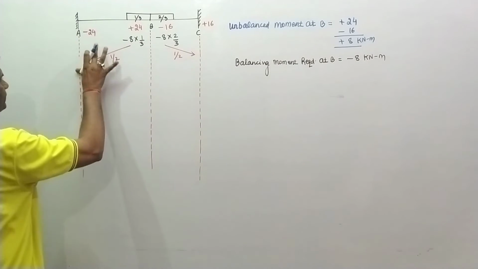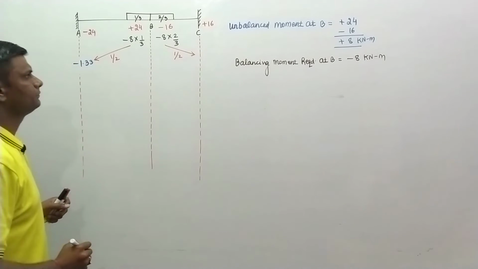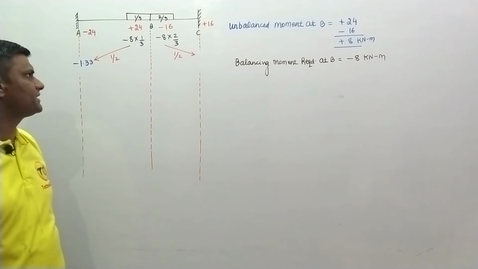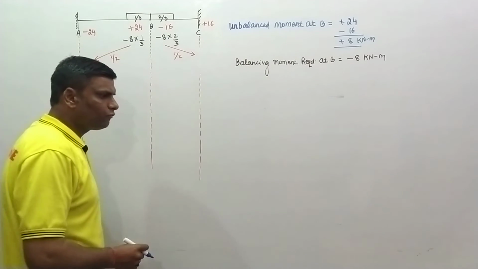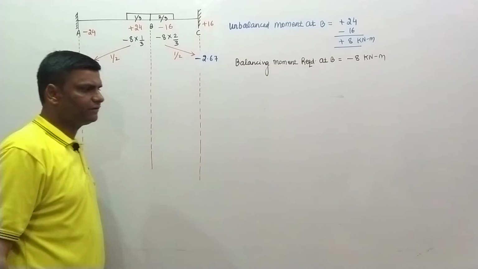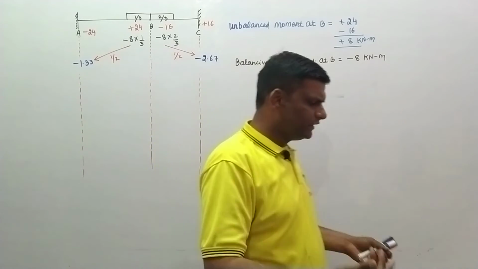So this value will be distributed and here the value is 1.33. Similarly, here the value is minus 8 into 2 by 3, minus 16 by 3. So the value of half is minus 2.67. So there is no complicated thing because only two spans are there.